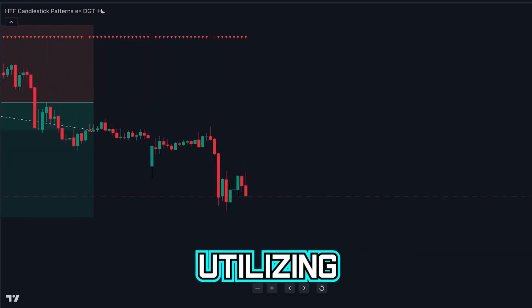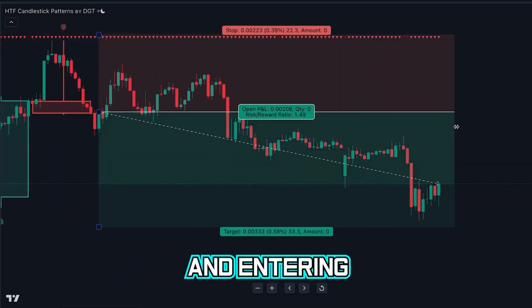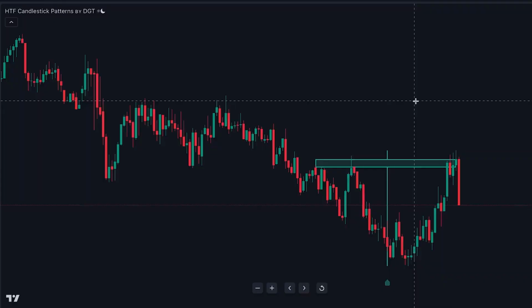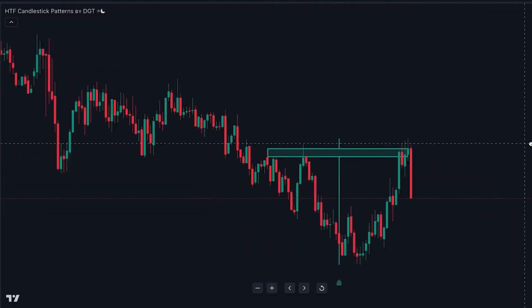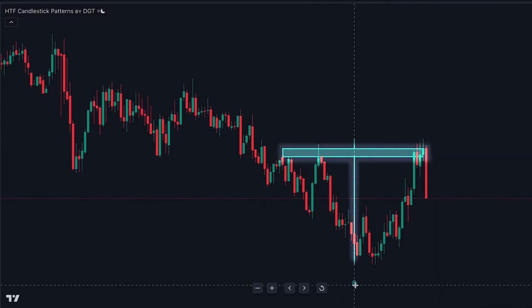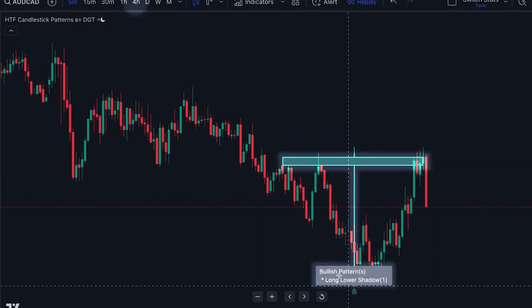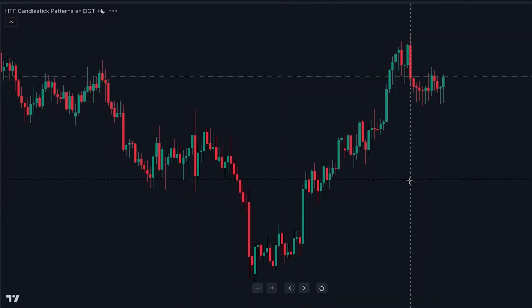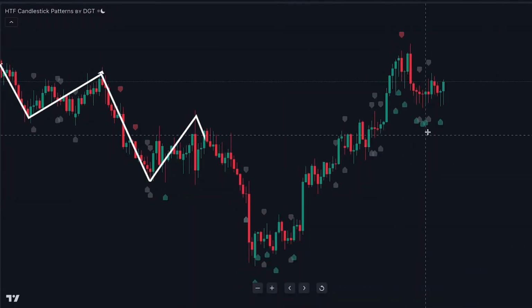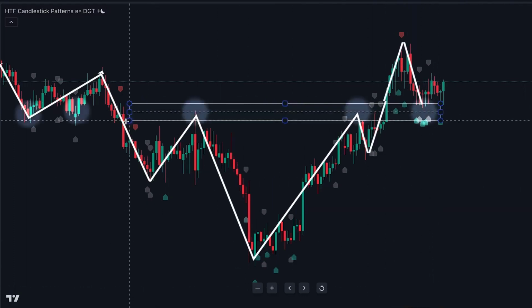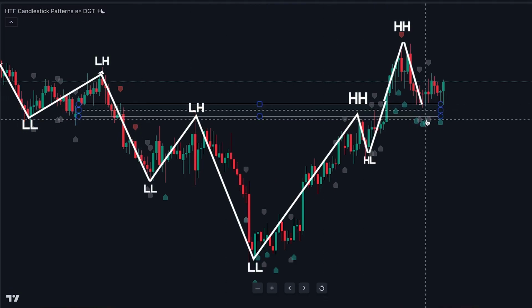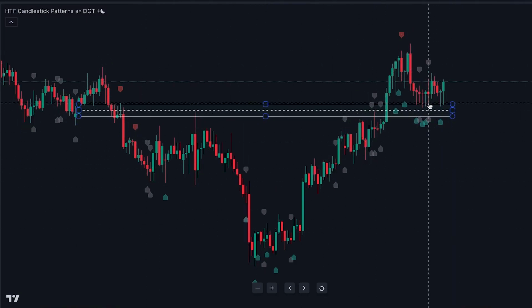Another method involves utilizing the analysis of the higher time frame and entering on a lower time frame to get a higher risk-to-reward trading setup. For example, here we can see we have a bullish pattern detected on the 4-hour time frame. Let's go to the 4-hour time frame and quickly determine the important levels around this pattern. We can see that this bullish pattern was formed on this strong support level here. If you look closely, you can also see that the market has started making higher highs, indicating the market is actually trending in an uptrend on that higher time frame.